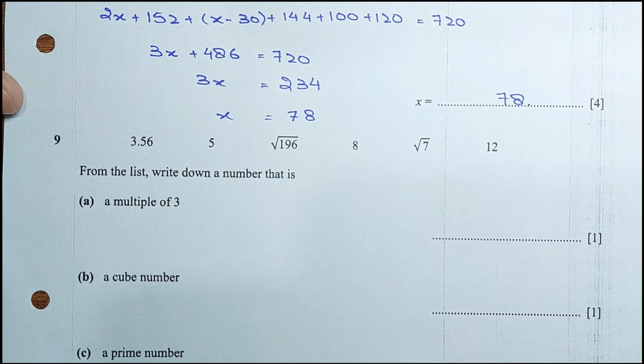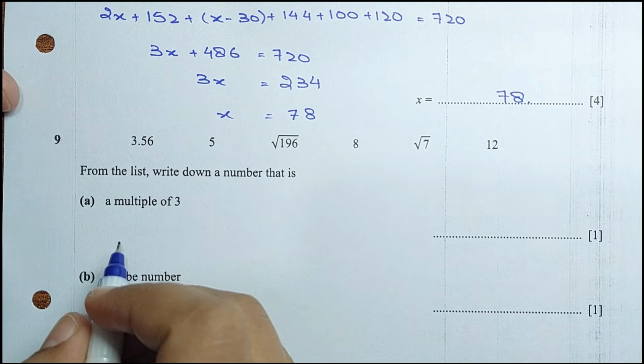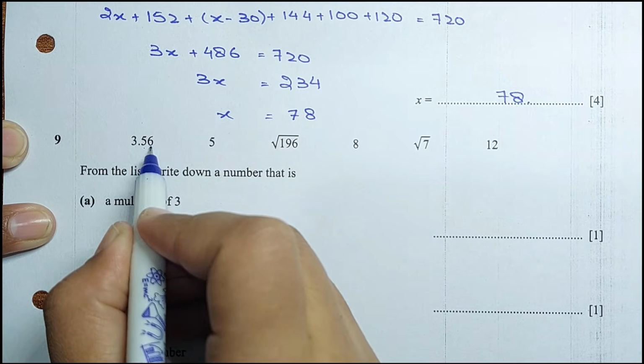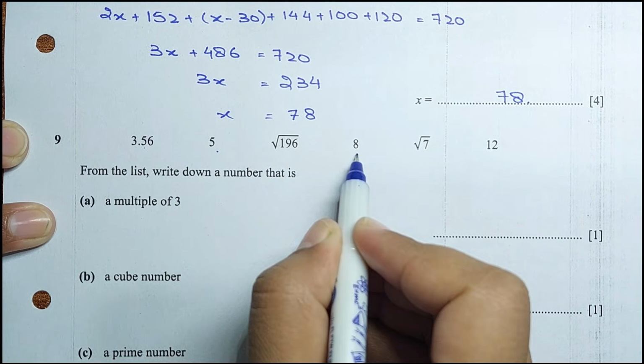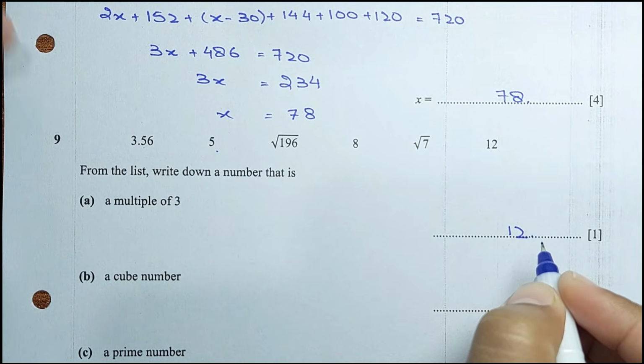Question number 9. From the list, write down a number that is part A, a multiple of 3. So which number is a multiple of 3? 3.56, 5, root 196, 8, root 7, 12. 12 is a multiple of 3. 3 times 4 is 12.